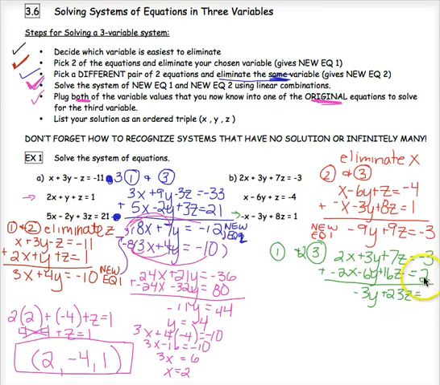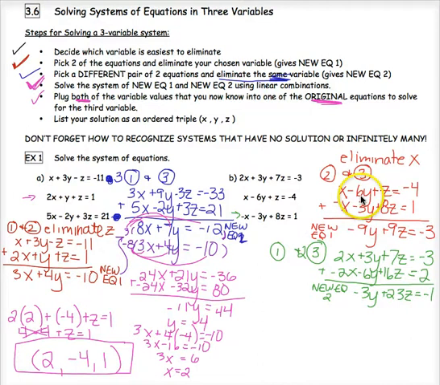And then negative 3 plus 2 is negative 1. All right, so that is my new equation 2. So you can't try to memorize, I do this and then I do this. You need to memorize the big picture.